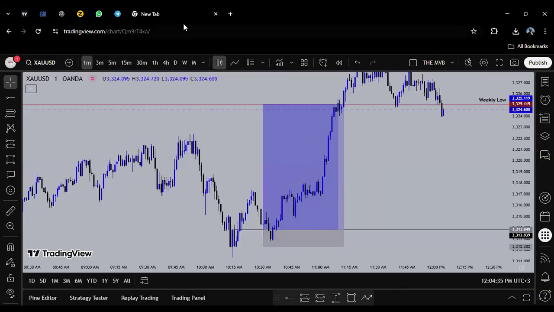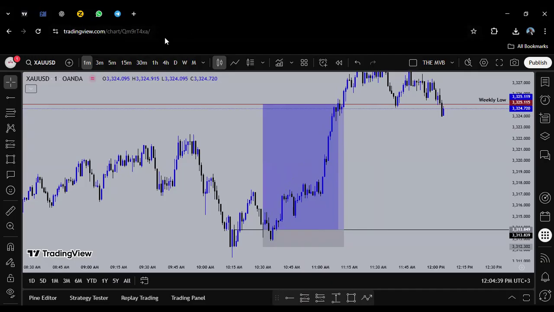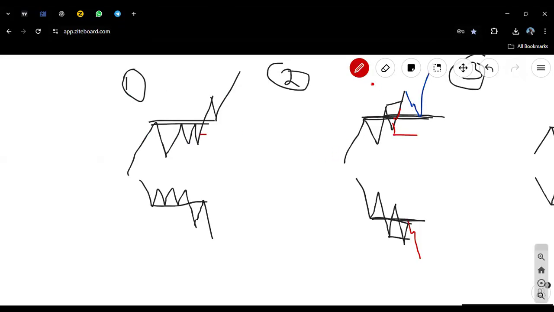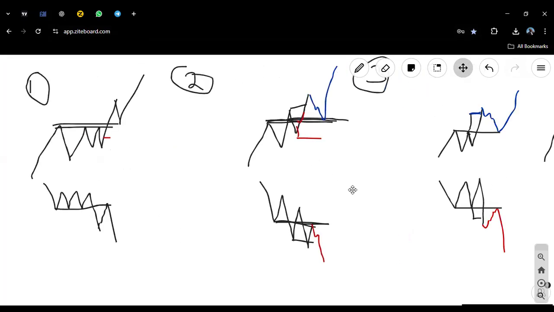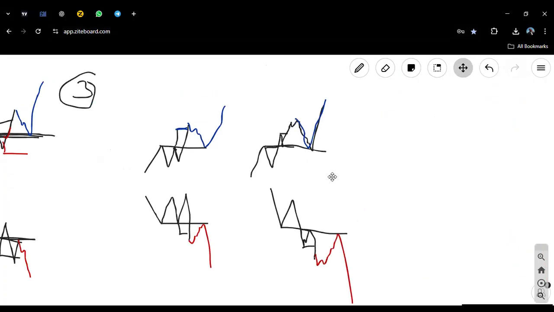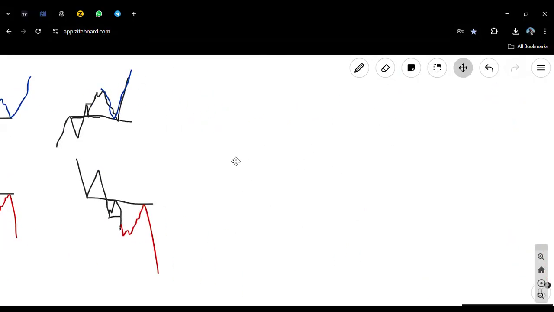Can I ask you a question here? Yes. I'm still confused about how to mark the exact support and resistance. How do we mark exactly the support and resistance? That's a very good question.